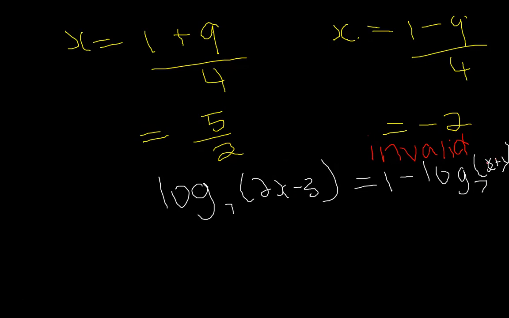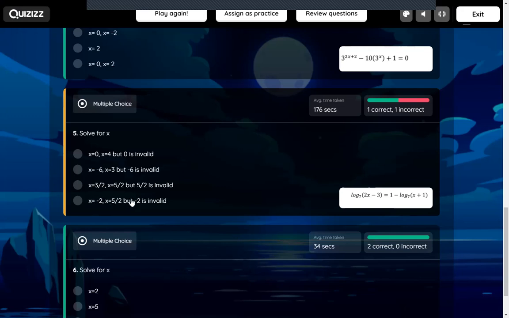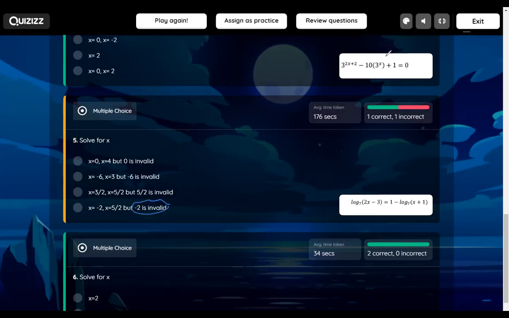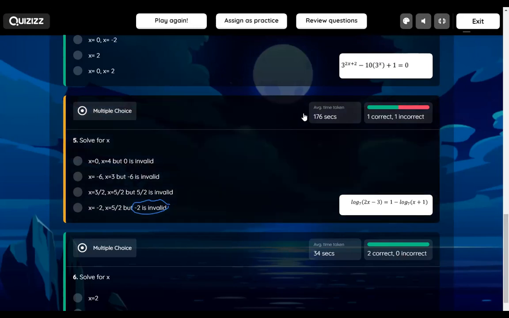Same thing here. If I substitute minus 2, I'll get minus 2 plus 1, which is minus 1. Minus 1 is a negative number. I cannot find log of a negative number. That's why x equals minus 2 is invalid. And the answer for this question was x equals 5 over 2, but minus 2 is invalid. You have to put this part. Yeah, that's why this right here was the answer.